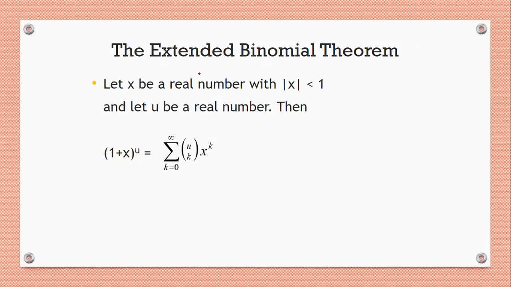Now the extended binomial theorem: let x be a real number with mod x less than 1 and let u be a real number. Then (1 + x)^u is given as the summation for k equal to 0 to infinity of uCk into x^k. We have already seen the formula for uCk for k greater than 0 and for k equal to 0. Now we just have to use the summation for the coefficient of x^k. This is the extended binomial theorem.